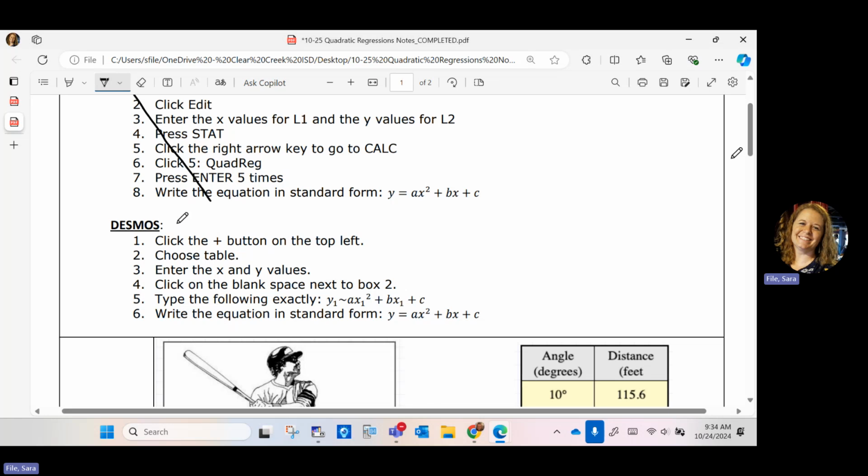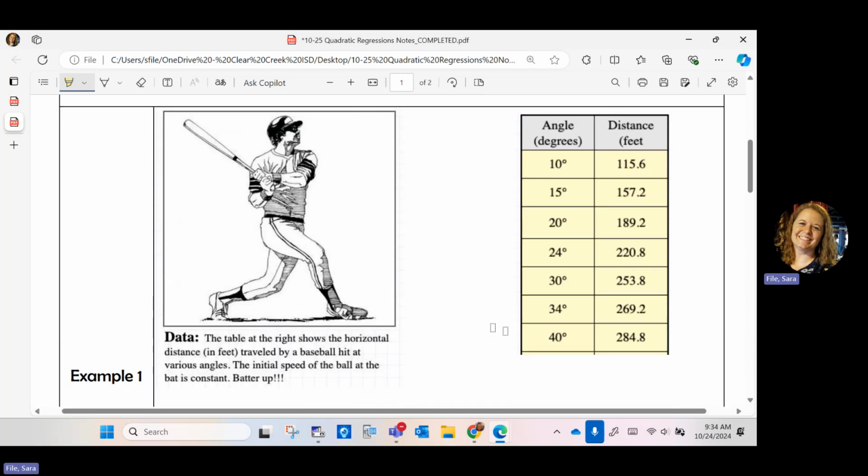Okay, so these are the same steps that are listed on that other page where we are doing this quadratic regression. We add the table, put in the data, and then type this in to find out what A, B, and C are, and then we write our equation. Okay, so this one is talking about the trajectory of a baseball being hit.